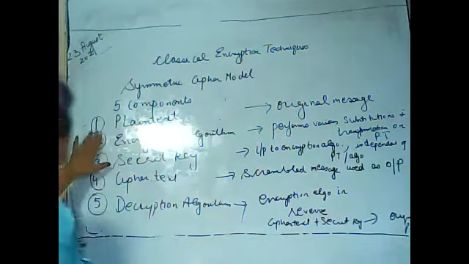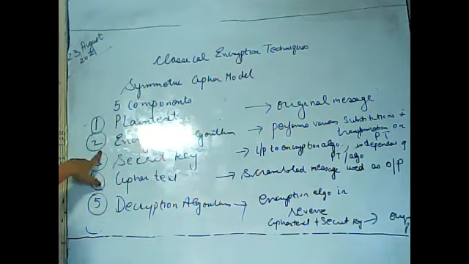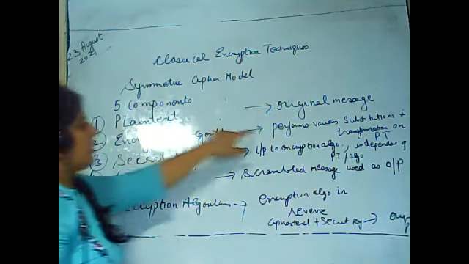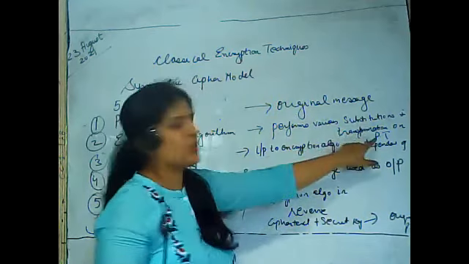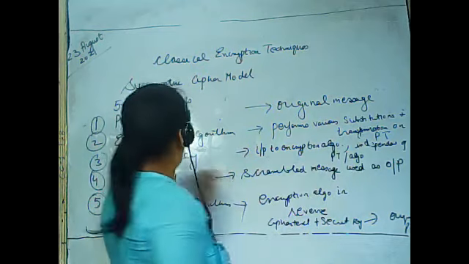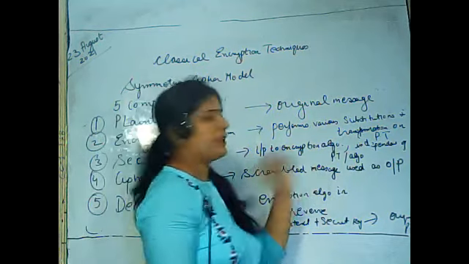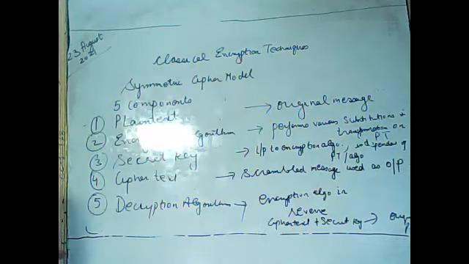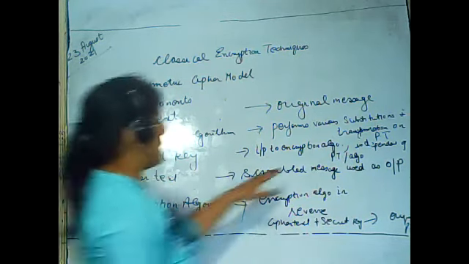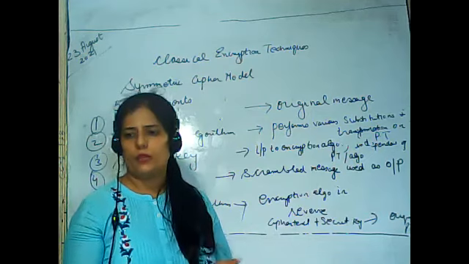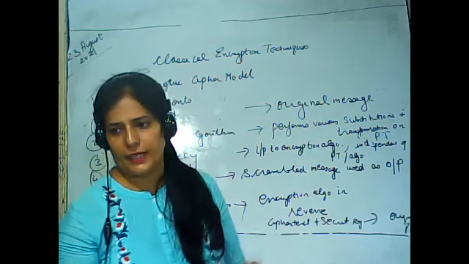Okay. So one is your plain text, another is the encryption algorithm. Plain text is your original message. The encryption algorithm performs some substitution and transformation on plain text just to hide the content while transferring it on the network. The third one is the secret key, which is the input to the encryption algorithm, and it is independent of the plain text and the algorithm. So the secret key will have its unique value. It is not dependent on any type of algorithm or any value of the plain text.